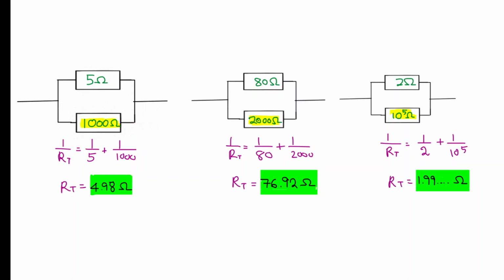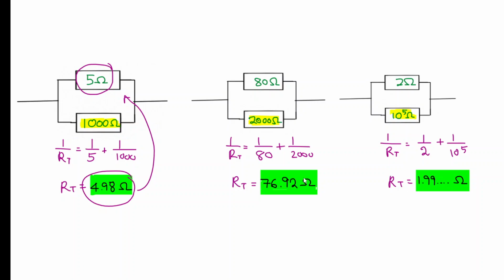Okay, here are the answers. If you've done this correctly, you would get 4.98, 76.92 and 1.99 recurring, about 4 nines or something, like that. Now there is a really interesting feature that you can see here. When the smaller resistor is 5 ohms and you have a significantly large one, the total resistance is very close to the size of that.